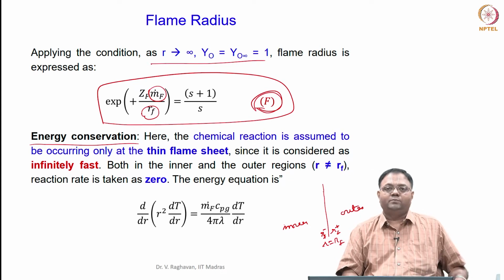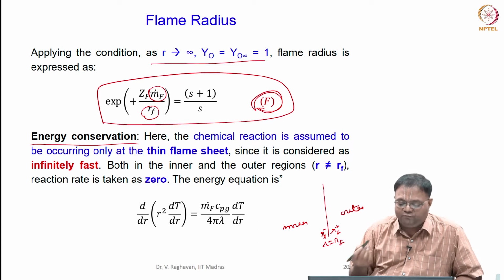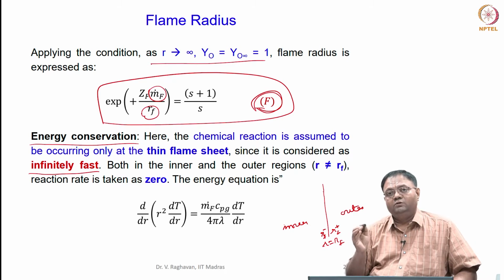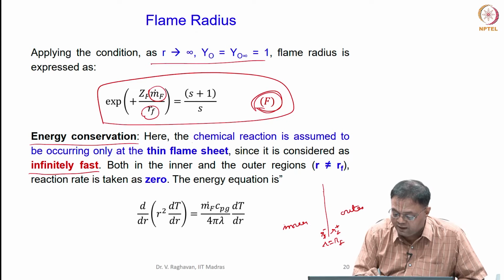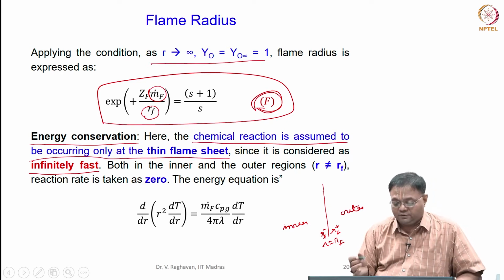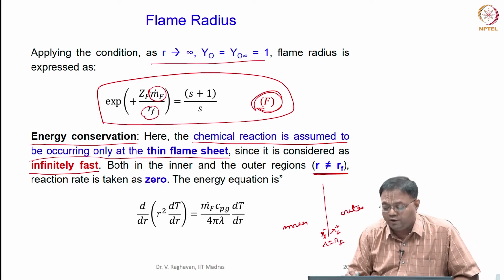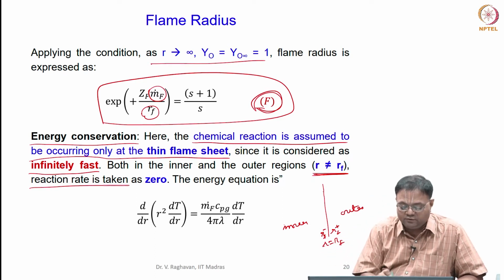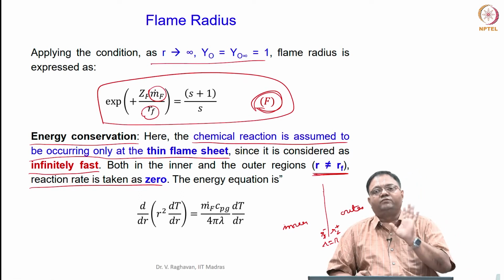You will see there will be no reaction, because reaction is complete within the thin zone. So this is very important: infinitely fast reaction is occurring. That means when you step out of the thin zone, you will not have any reaction. That means chemical reaction is assumed to occur only in the thin sheet. They are very fast. So when R is not equal to RF, the reaction rate is taken as 0. Only at the location R equal to RF, reaction is started and finished.